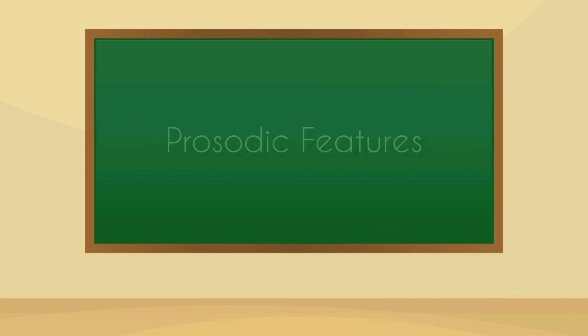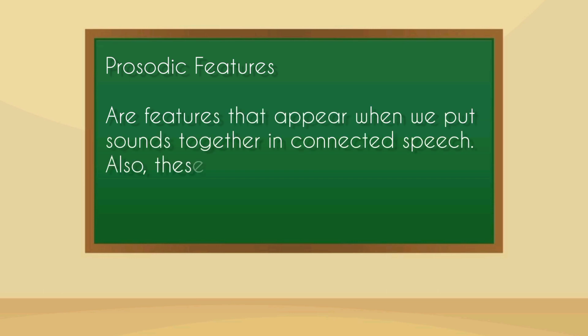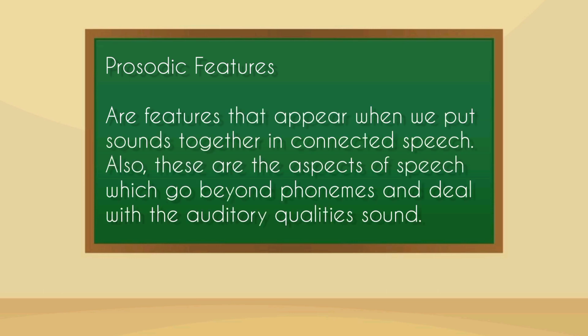Let us all read. Prosodic feature. These are the features that appear when you put sounds together in connected speech. Also, these are the aspects of speech which go beyond phonemes and deal with the auditory quality of sound. In other words, prosodic features are the factors that affect the tone of your speech. It is in these factors that you are able to attract your listeners' attention. And of course, it is in this factor that you're able to deliver your emotions, your feelings, or your thoughts well to your listener.